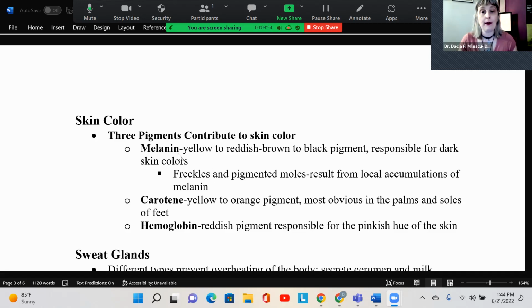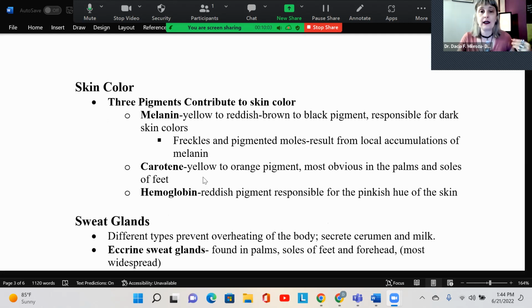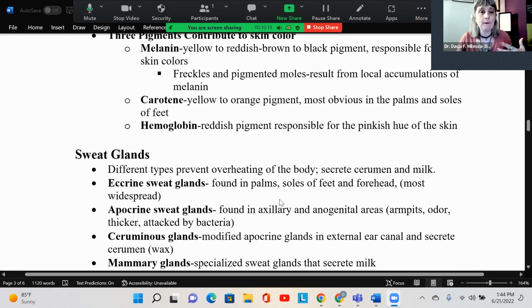So we talked about melanin producing the pigment. Carotene also occurs when we eat a lot of carotene in the food, like carrots, and provides some coloring to our palms and soles if we eat too much. Hemoglobin provides the color of our skin based on how much hemoglobin we have. This is why people that have iron deficiency anemia appear very pale.